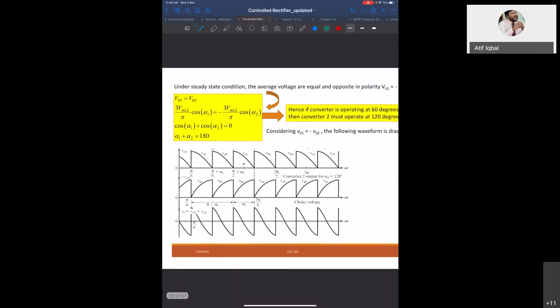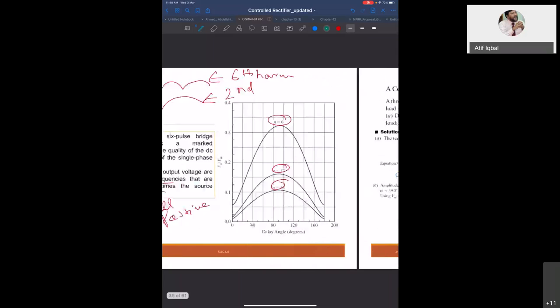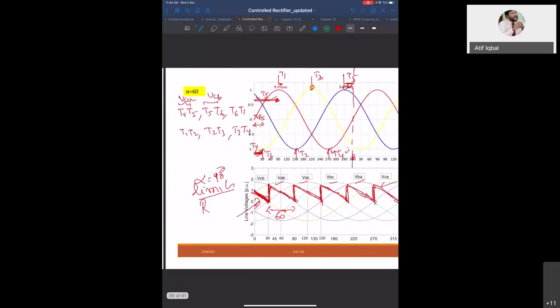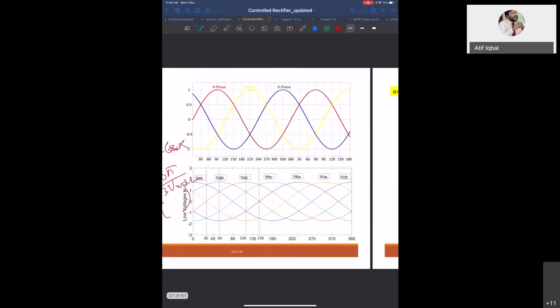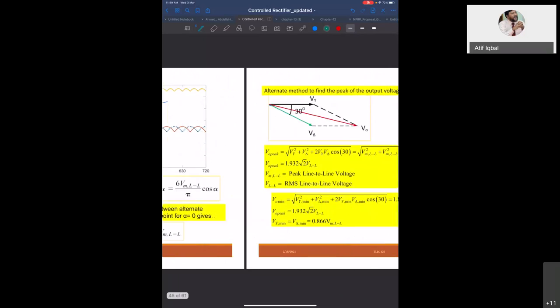This is the voltage waveform for module 1 and this is for module 2. You can draw this voltage from the graph which I have shown you here. You draw the 120 degree alpha voltage, and 60 degrees is this voltage. Similarly, you draw for 120 degrees, but then you reverse it, take the negative of this, because the second module is connected in anti-parallel, in the opposite direction.